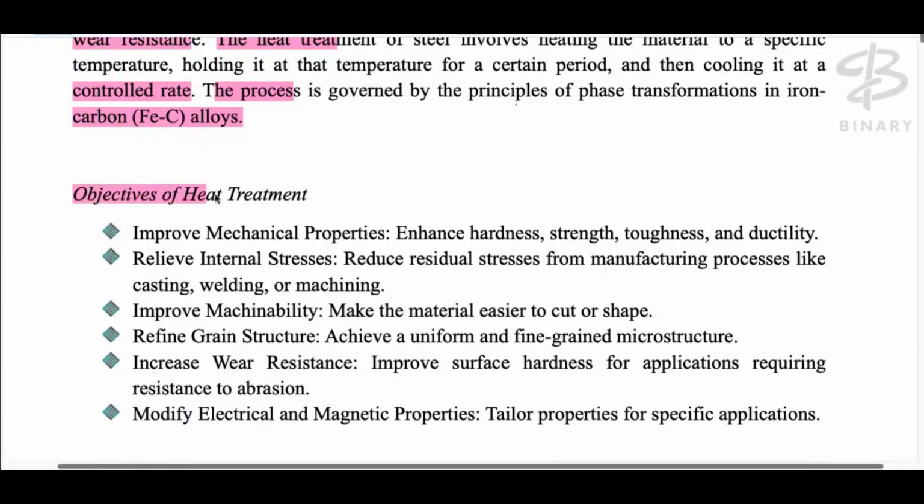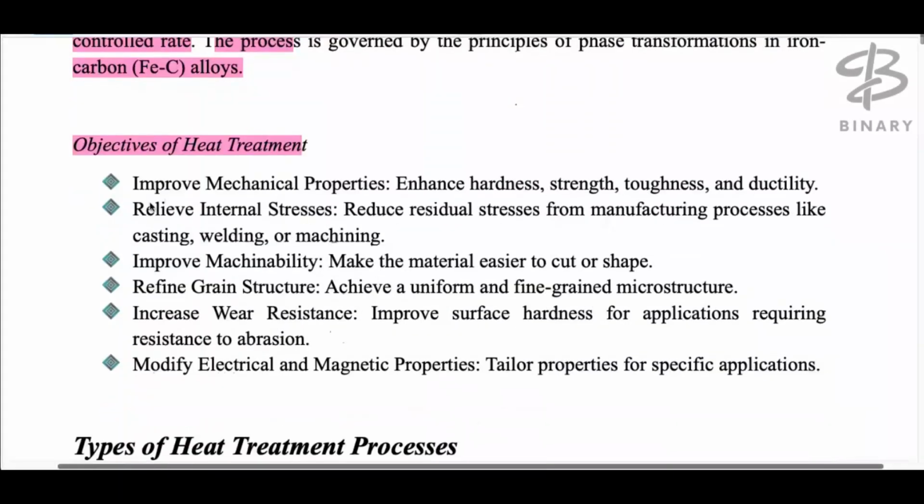So here, what are the objectives of the heat treatments? The first objective is to improve the mechanical properties. Here we are mechanical engineers, so we must be concerned about the mechanical properties first. So, improving mechanical properties means enhancing the hardness. What are the properties? Hardness, strength, toughness, and ductility. These are all mechanical properties.